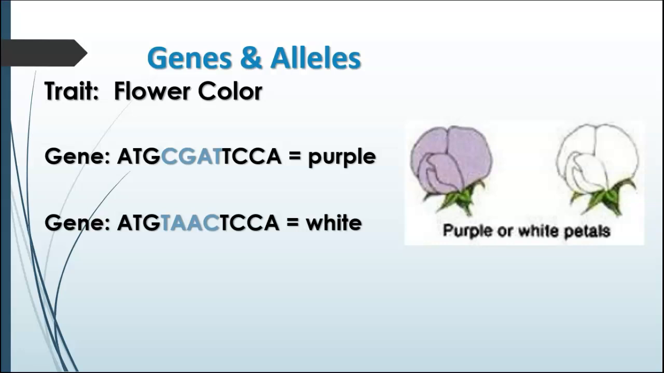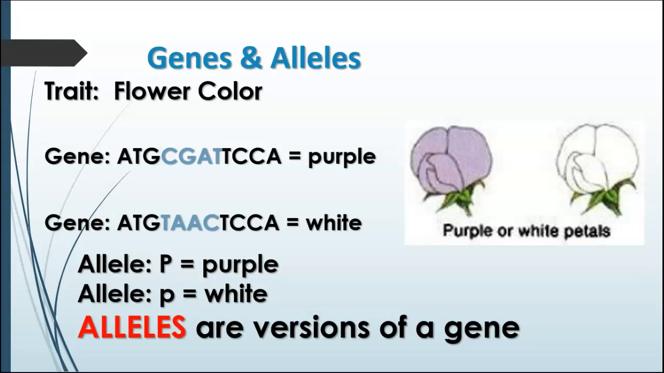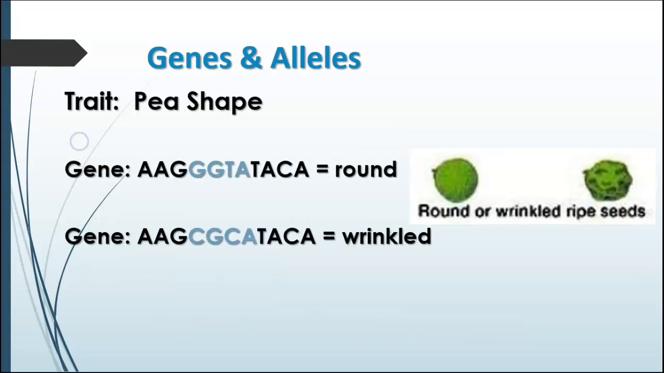The white flowers have a similar sequence with that 4 base difference there, TAAC instead of CGAT, and those produce white flowers. So we're going to call the allele, the form of the gene, capital P for purple and lowercase p for white. The alleles are the different versions of the gene. And so we'll use that term a lot to refer to different traits.